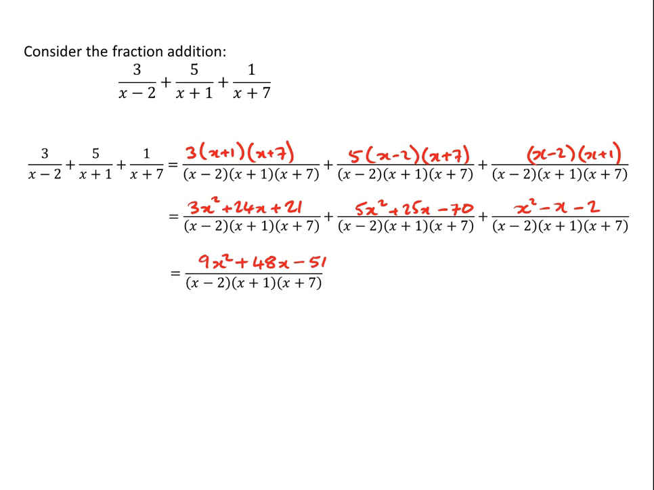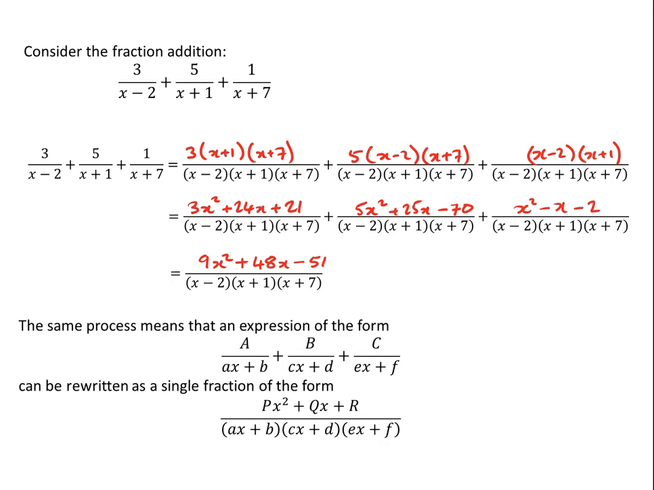And this argument can be generalized to give us the following result. That if we've got a number over ax plus b, plus another number over cx plus d, plus another number over ex plus f, if we add those three fractions up, we'll get a fraction of the form px squared plus qx plus r over the common denominator of ax plus b times cx plus d times ex plus f.